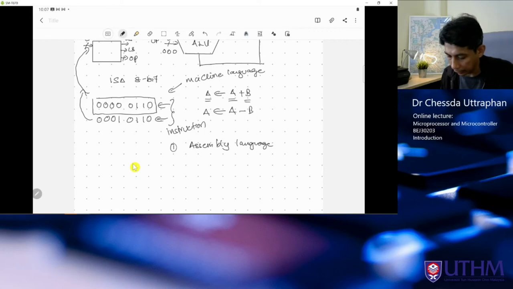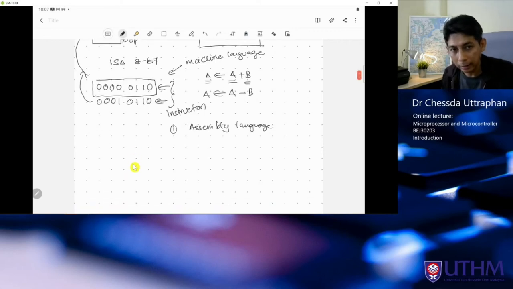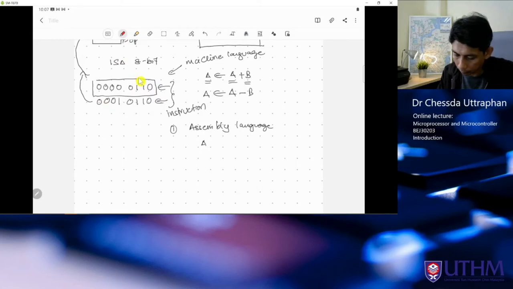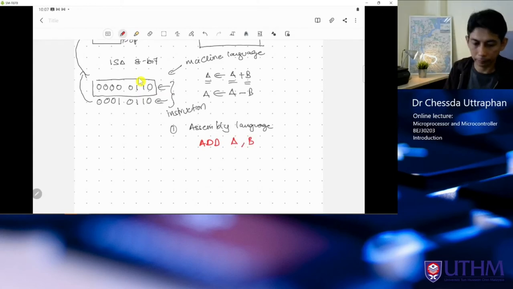Where the language is like this. When we want to add A and B, the language looks something like this. Instead of writing in code like this, we write using human language, ADD A B, all right? Something like this. Okay, you get the idea?